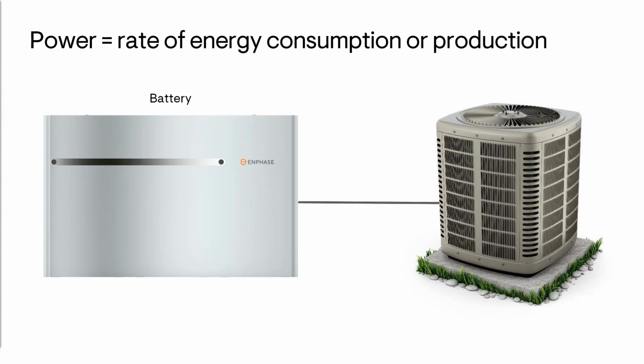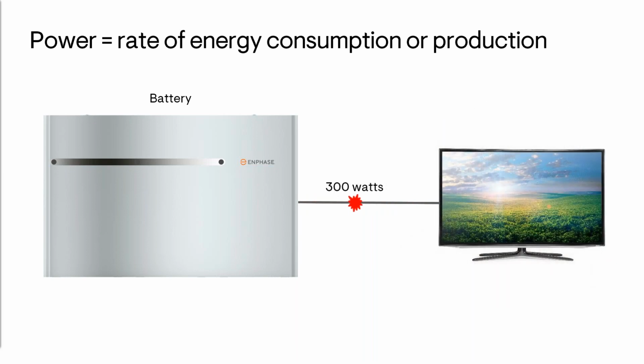So if energy is like fuel capacity, what is power exactly? Well, power is the rate or speed of either energy consumption or production. Otherwise, you could also say it's the speed at which energy is moving from one place to another. A large appliance like an air conditioner uses a lot of power. You could say it consumes energy at a very fast rate. A device like a television uses a small amount of power, so it consumes energy at a slow rate.